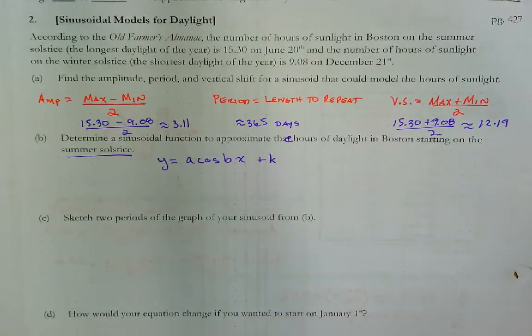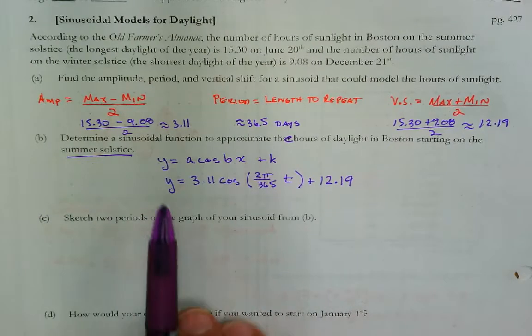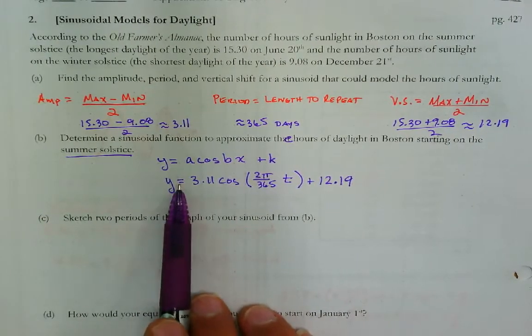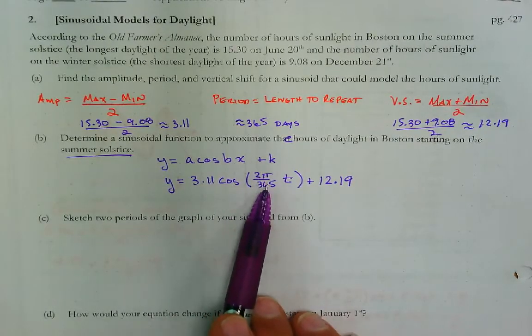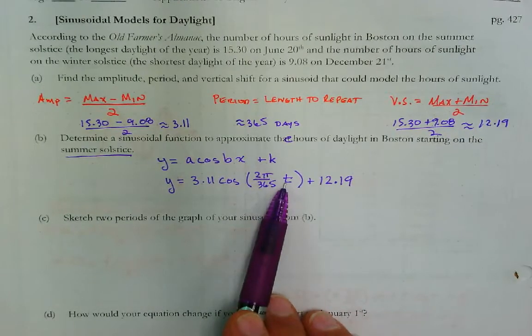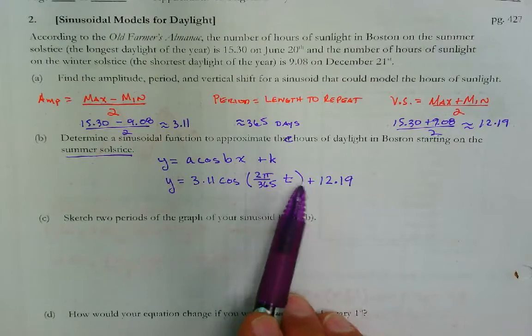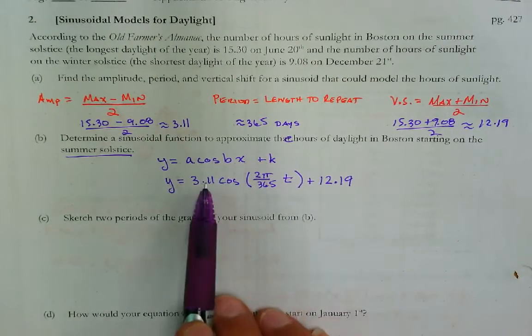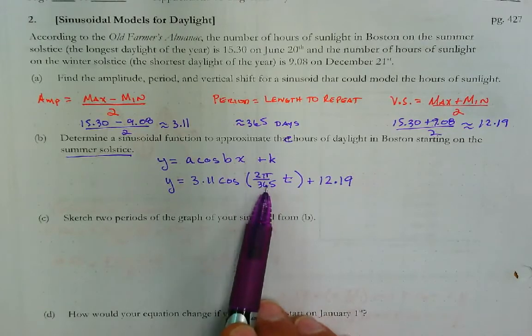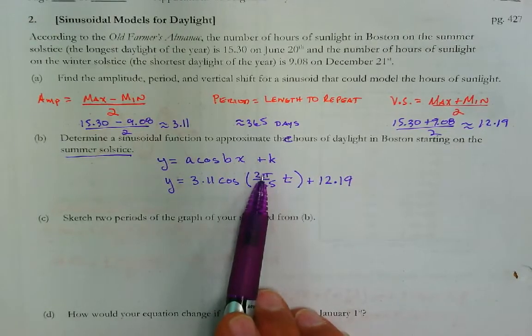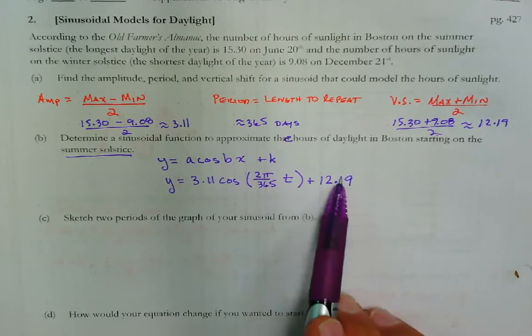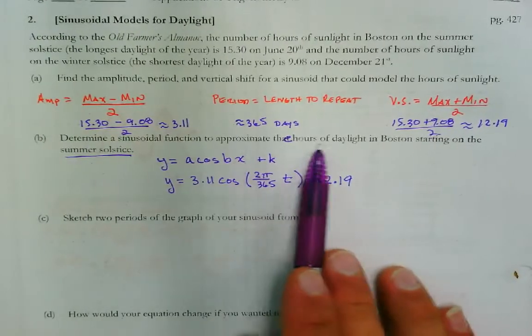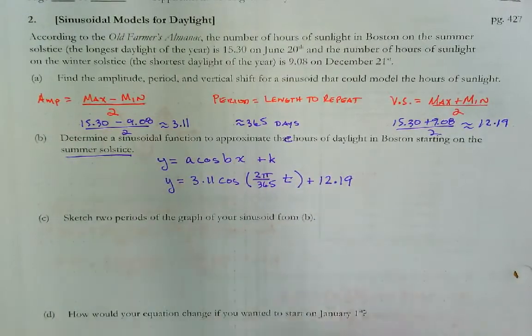So what would be our equation? Well, our equation could be given by y equals our amplitude, cosine, starting at a max, 2 pi over our period, times our variable, I'm going to use t for time, plus our vertical shift. Right? So our amplitude, 2 pi over our period, because the cosine has a traditional period of 2 pi, but we're going to set it up as a period of 365, and then plus that vertical shift. So this is the sinusoidal function for the hours of daylight starting on the summer solstice. What about the next part?